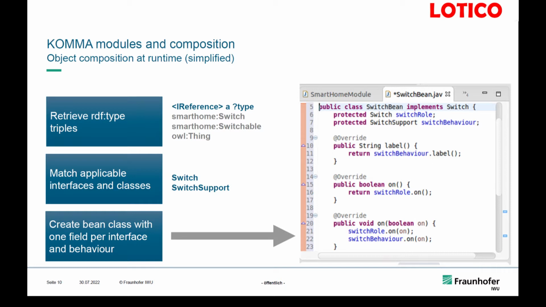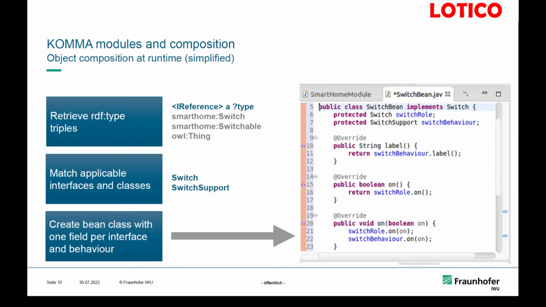For example, we have a Java interface Switch and a behavior SwitchSupport, and KOMMA now generates a bean class with one field for each interface and one field for each behavior. That looks like this example. It's simplified and not the real class, but maybe you see how it basically works.